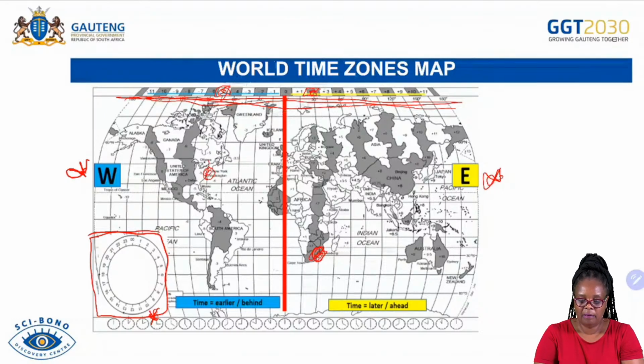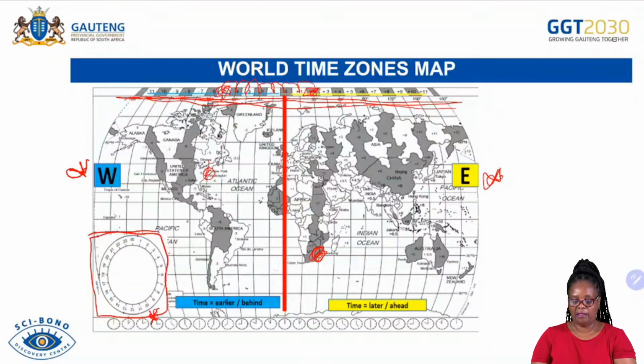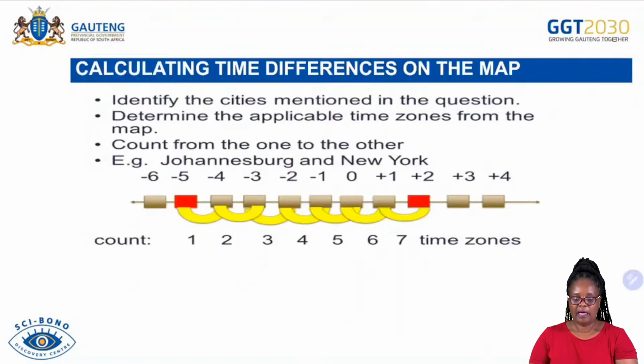So let's start here. We put our finger here. Then we go to 1. We say 1, 2, 3, 4, 5, 6, and 7. New York and South Africa differ by 7 hours of time difference. You can start from New York, go back to South Africa, you'll still find that the time difference is 7. You can see here, South Africa is here. Look at the red. It's South Africa +2.